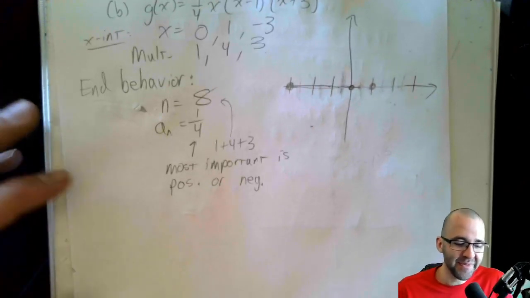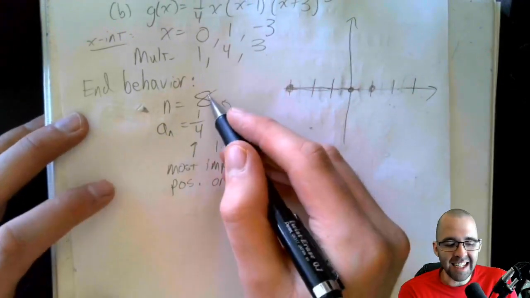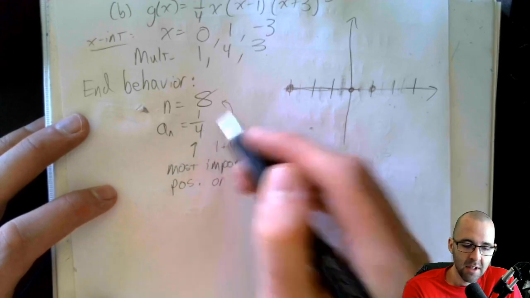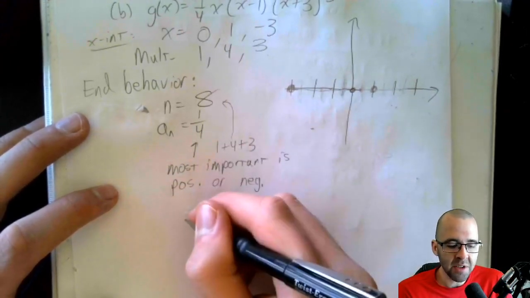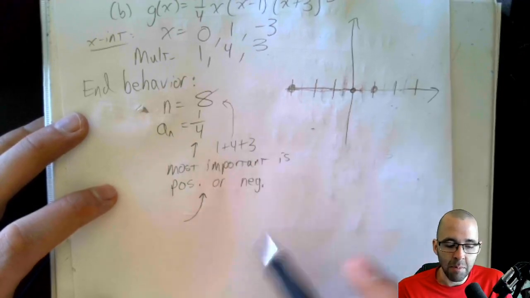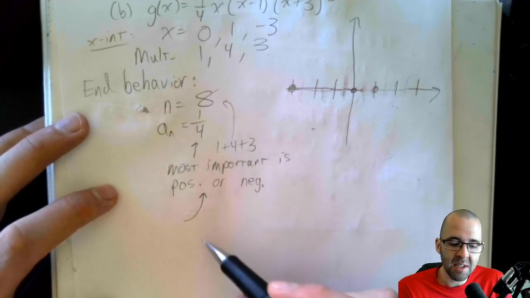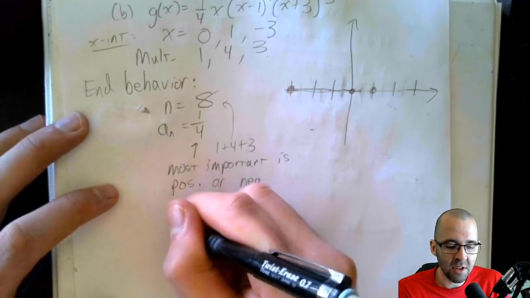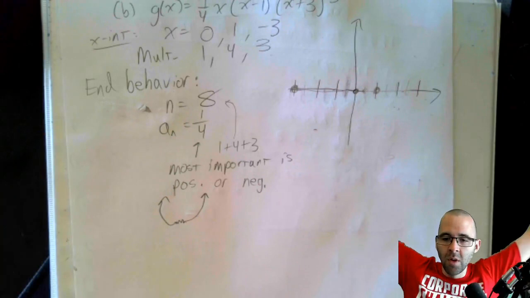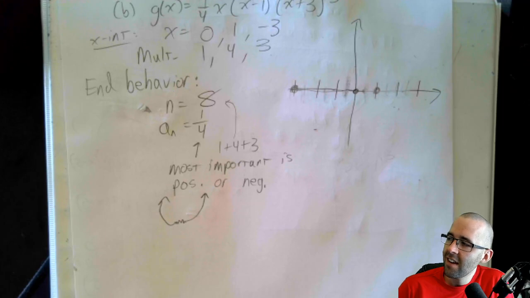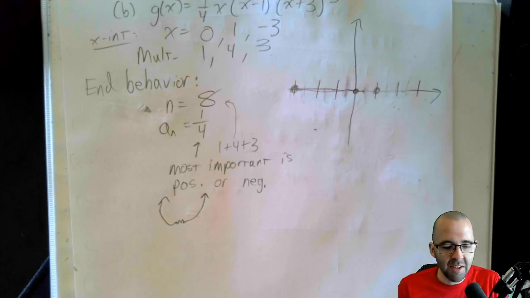People change. So we know the degree is even. We know the leading coefficient is positive. Because it's positive, we know it's going up on the right. Positive means up on the right, negative means down on the right. Because the degree is even, we know it goes the same direction on the left. This is kind of our end behavior. All right. So we know the end behavior.